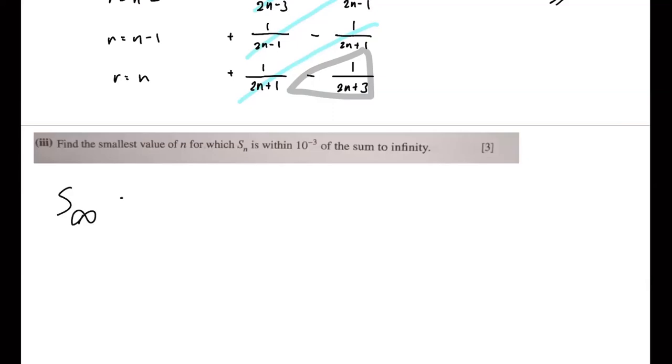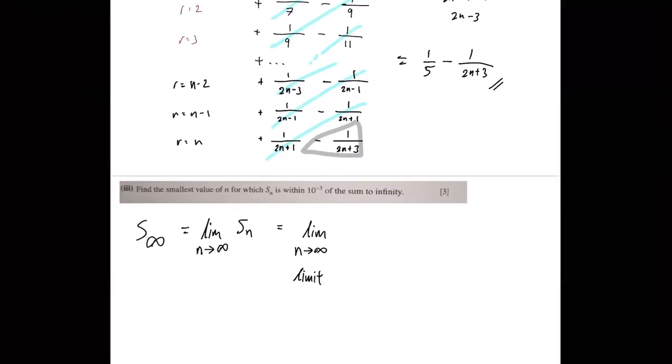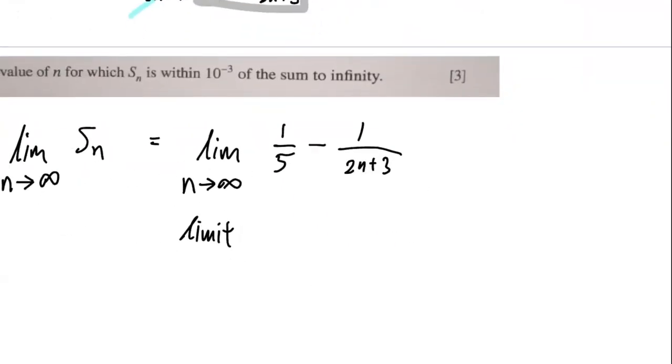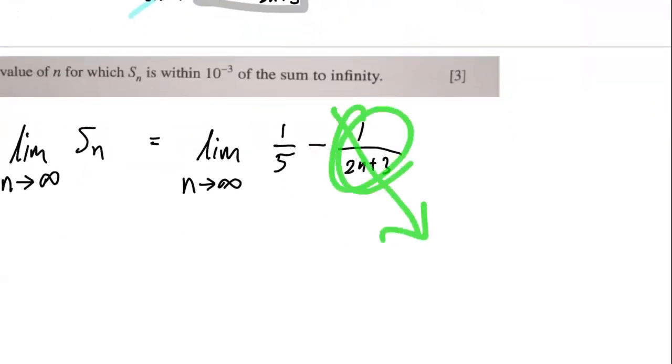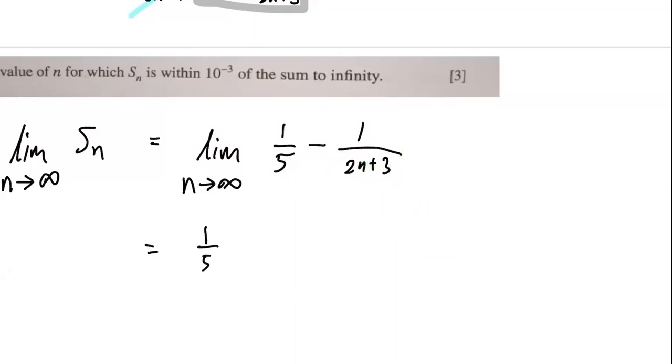Okay, so what is the sum to infinity? It's just S infinity, which is really just, if you remember, the limit of Sn as n goes towards infinity. Let me write it neatly. n arrow infinity. So what is this guy? It's just the limit as n goes towards infinity. Lim stands for limit. So Sn in this case, we already found the answer: 1/5 minus 1 over 2n plus 3. So just think about it. As n goes to infinity, what happens to your fraction over here? Goes towards 0. So 1/5 minus 0 equals 1/5. Okay, good.